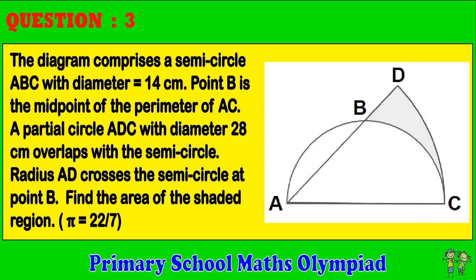Question 3. The diagram comprises a semicircle ABC with diameter equals 14 cm. Point B is the midpoint of the perimeter of AC. A partial circle ADC with diameter 28 cm overlaps with the semicircle. Radius AD crosses the semicircle at point B. Find the area of the shaded region. Use pi equals 22/7.